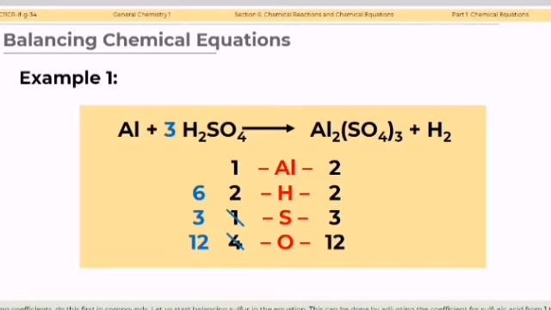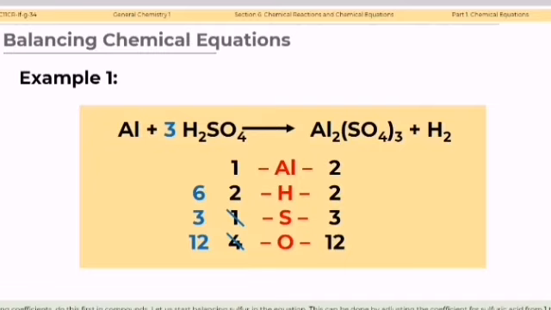In adjusting coefficients, do this first in compounds. Let us start balancing sulfur in the equation. This can be done by adjusting the coefficient of sulfuric acid from 1 to 3.